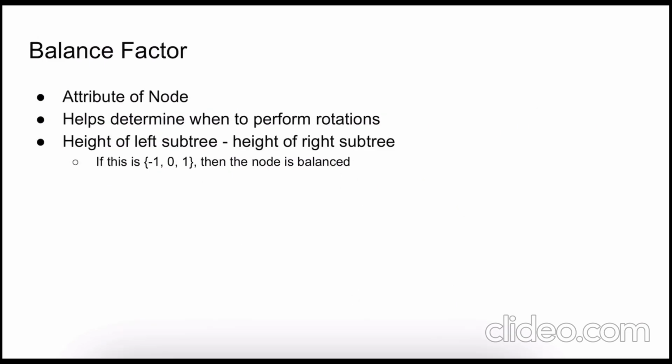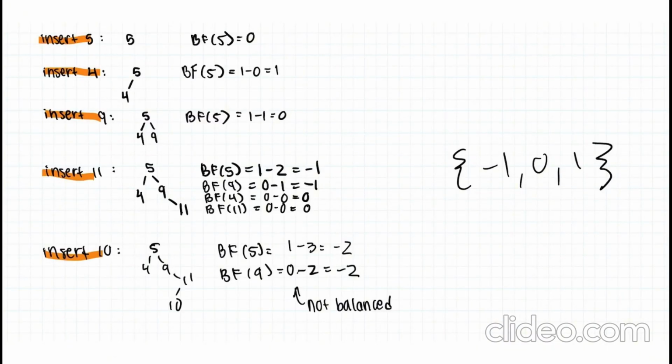The balance factor is the height of left subtree minus the height of the right subtree. It helps determine when to perform rotations. If the result is -1, 0, or 1, then the node is balanced. Let's look at balance factors for this example.